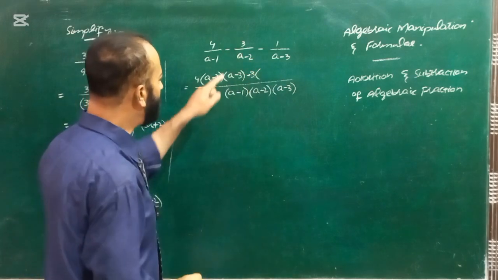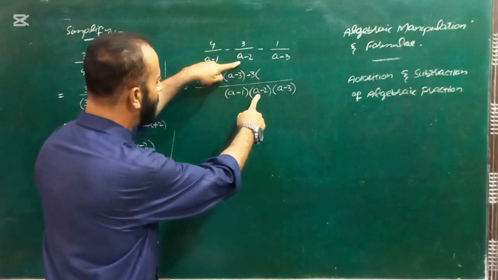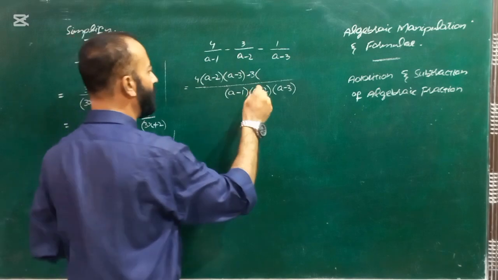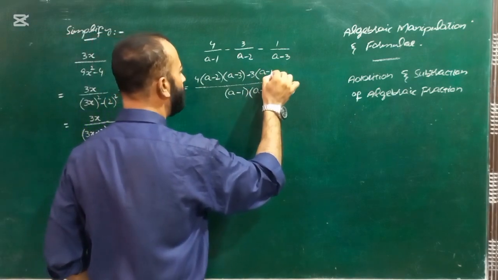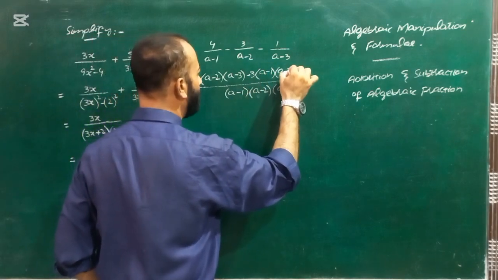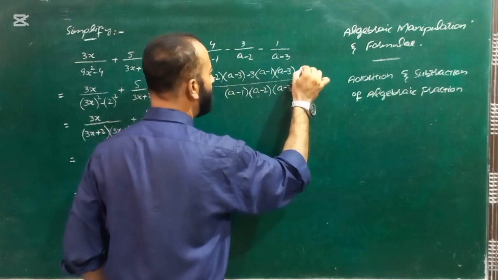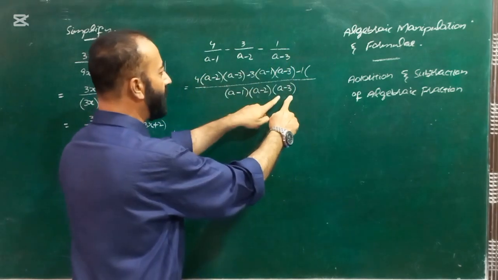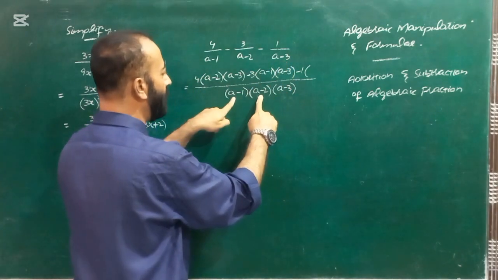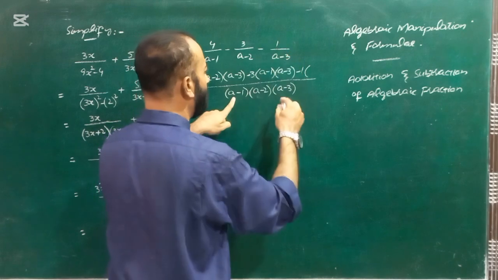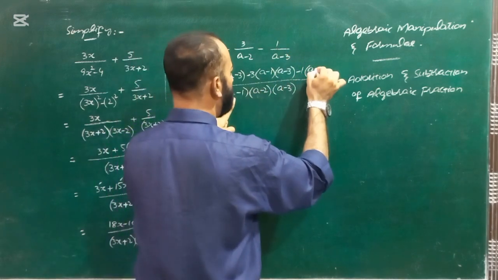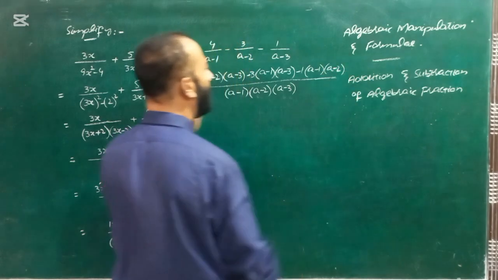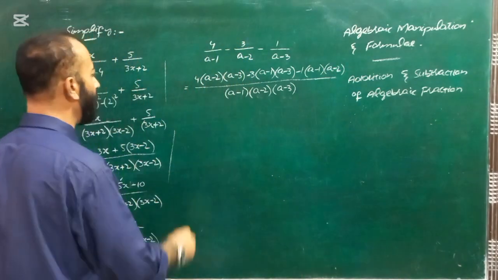So now for the second fraction you can see this a minus 2 will be cancelled. So these two values will be left, which will be multiplied by the numerator of the second fraction. So a minus 1 into a minus 3. Next, minus 1 is there. And in the denominator a minus 3 is there. So this a minus 3 will be cancelled. So these two values will be left, which will be multiplied by the numerator of this fraction. So a minus 1 into a minus 2. Okay, this step is done.